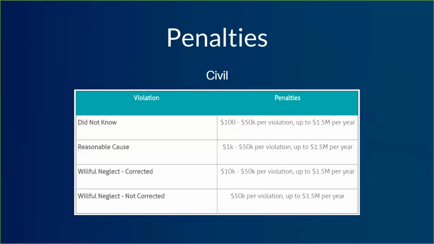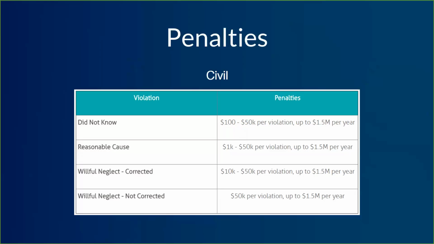So the next one is willful neglect, which is corrected. So somebody knew that there was a violation, but nothing was done about it. And then maybe at some point later, it was corrected. So this is a $10,000 minimum penalty per violation, again up to $50,000. And then willful neglect not corrected. Ooh, that's the worst one. So somebody knew there was a problem and then nobody did anything about it, period. That one is a straight up $50,000 per violation.